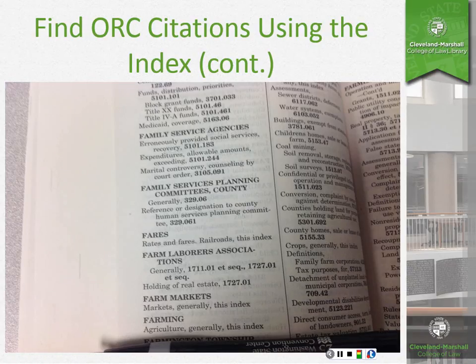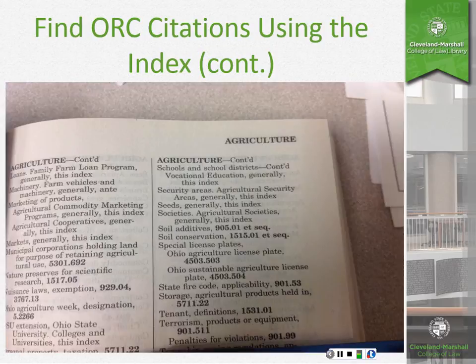So the first thing I was thinking of was farms or farming. And I went to this part of the index, and as you'll see under farming here in the bottom left, it says agriculture generally, this index. So I need to look under agriculture, which I then did, and there was actually a section that dealt with terrorism, and as you see it says terrorism products or equipment, and it gives us the citation 901.511.